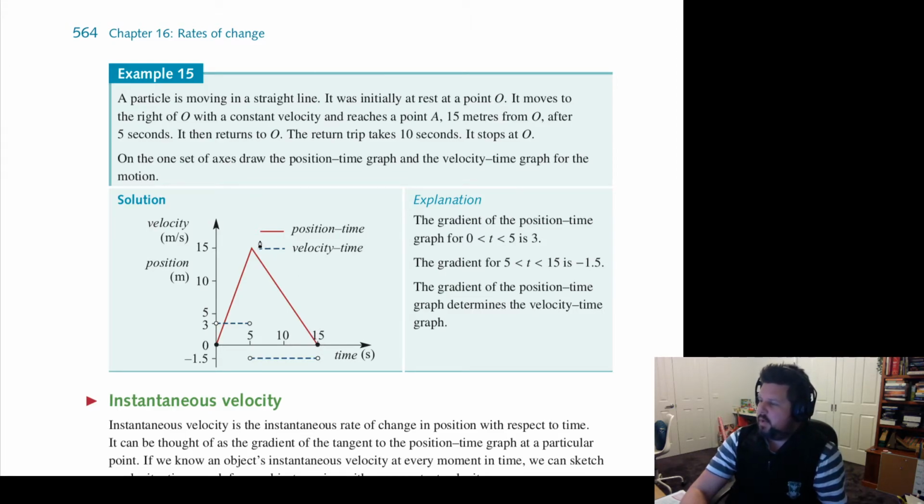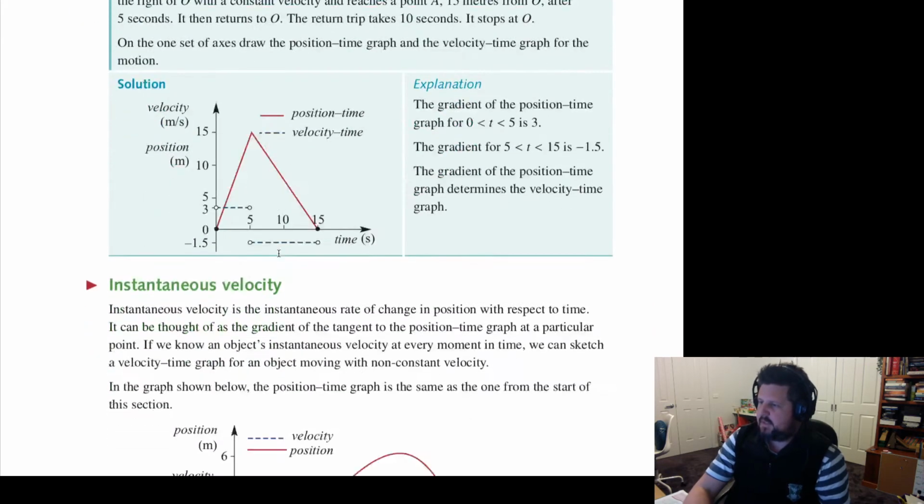Again, you can calculate the gradients of each of these sections to work out what's going on with the velocity time graph. So here again, you've got a change in the position from 0 to 15, and you've got a change in the time from 0 to 5. Running the calculation, you get the velocity as 3 meters per second. From this position here to the time 15, we're looking at the gradient, and again, change in position divided by the change in time, you will get negative 1.5, and they've put that on there with the little blue dotted line.